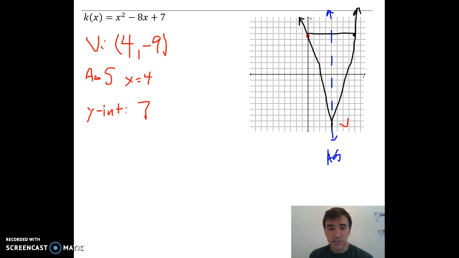For this problem, you should have had your vertex at (4, -9), your axis of symmetry is x equals 4, and your y-intercept of (0, 7). One thing I do want to point out is that your graph should look better than mine. Make sure you are using straight, precise lines so you don't get confused when you're graphing. What I want to note is to remember the relationship between the vertex and the axis of symmetry. Say it to yourself before I say it. The axis of symmetry goes through the vertex, so they have the same x value.